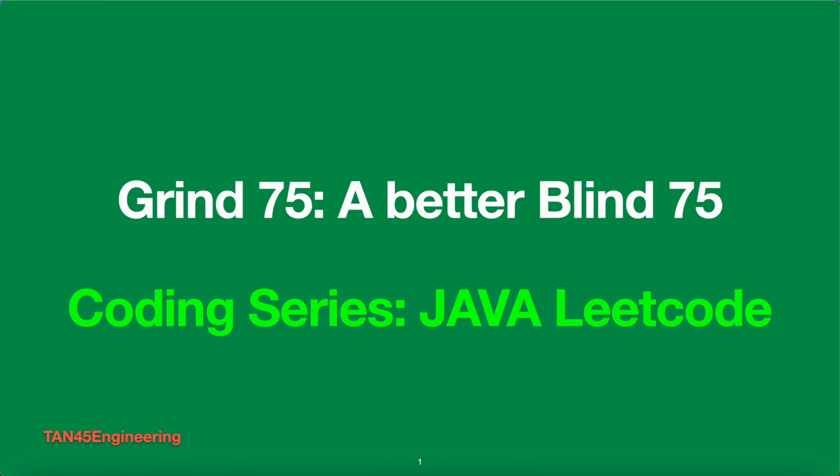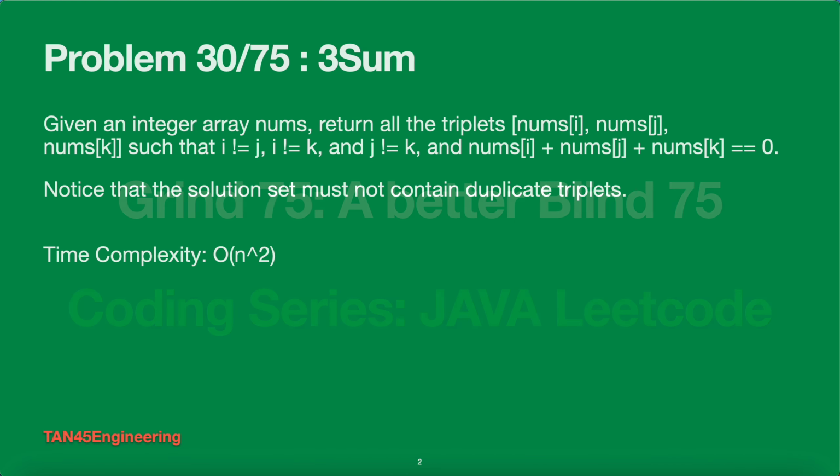We are here with yet another video in our Grind 75, a Better Blind 75 coding series. So today's problem is on 3Sum. We have to find the triplets from the given array whose sum is going to result in 0. Let's jump into the problem statement, understand it and start solving.